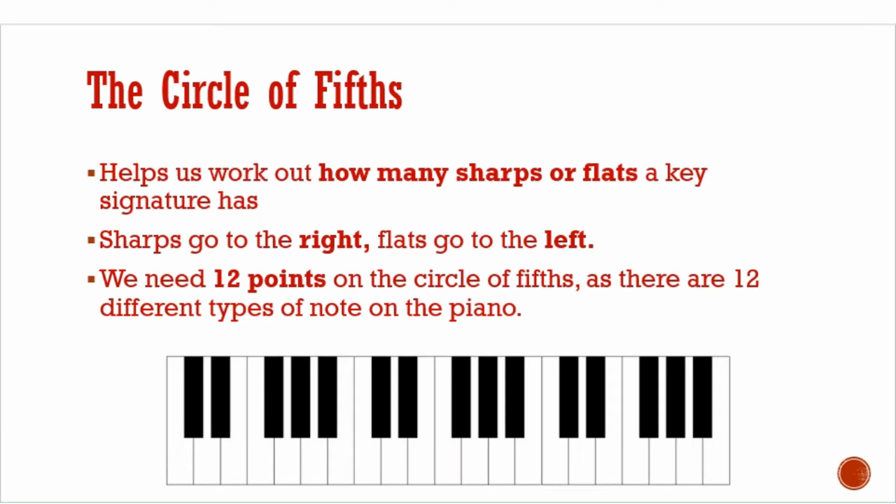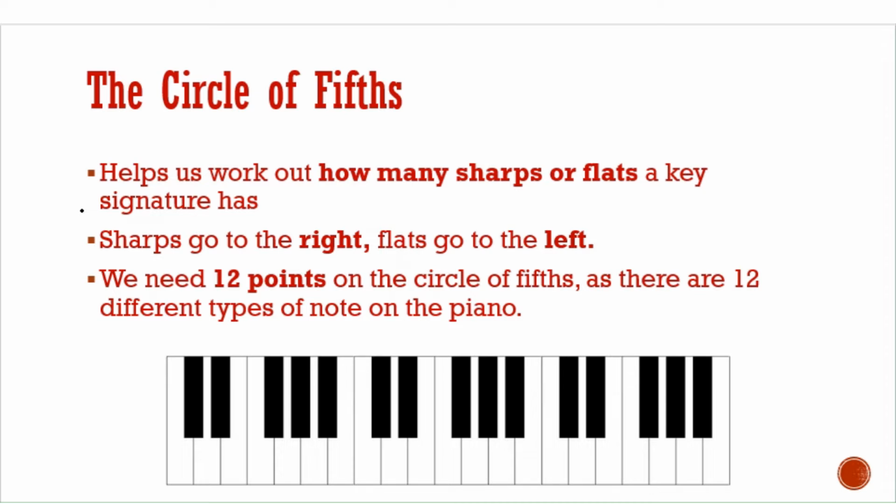So it's really important that we know what a fifth is to be able to use the circle of fifths. The whole point of the circle of fifths is to help us work out how many sharps or flats a specific key signature has. And when we're using our circle, sharps go round to the right of the circle, and any key signature that has flats in it goes round to the left. There are no key signatures that have sharps and flats. It has to be one or the other.